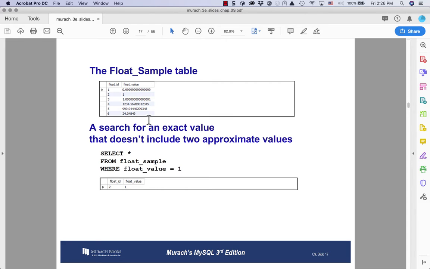So here's an example. We have a float sample table in which we've got a lot of values around one. The first three values are all around one. The first one is just a tiny bit less than one. The second one's exactly one. The third one is a tiny bit more than one. If we do a select and we say where float value equals one, we're only going to get the one that's exact. Now, if that's what you want, that's great. But more typically, you're looking for values that you would consider equal to one, even though they're off by very small rounding amounts. So we're going to learn how to solve this problem.